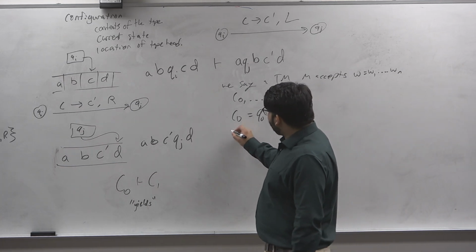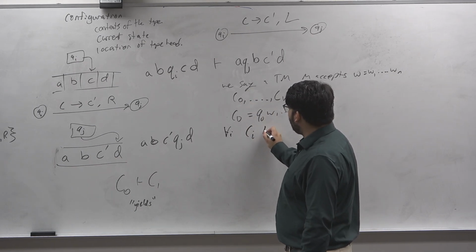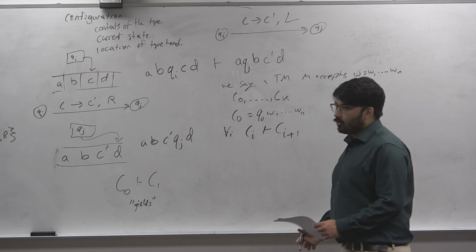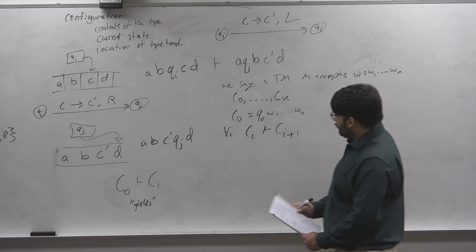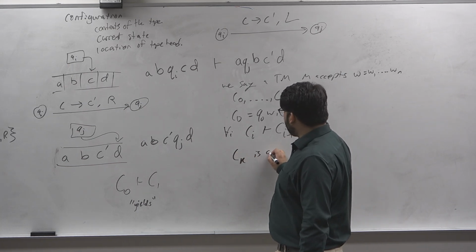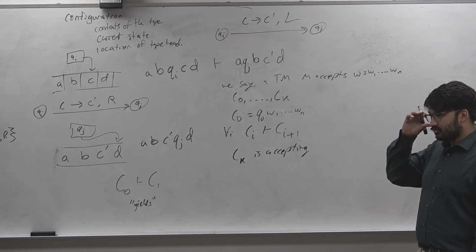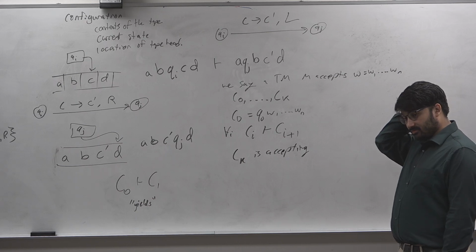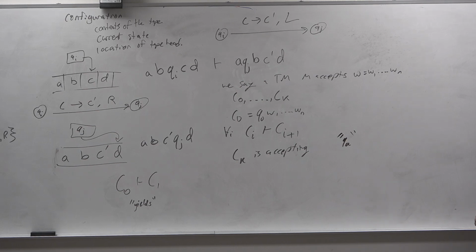For all i between 0 and k minus 1, we say C_i yields C_(i+1). By yielding, this is according to the transition function of the Turing machine, where these are all strings. And then we say Ck is accepting. How do we determine if a configuration is accepting? If it's in an accept state. The way you do that is this symbol q_A, literally a character in that configuration. So this is the formal definition of when a Turing machine accepts. Questions on this one?